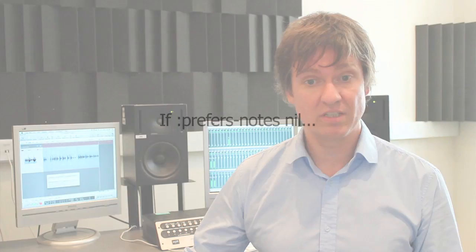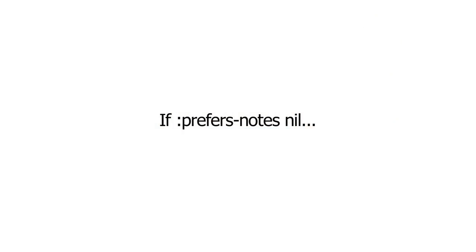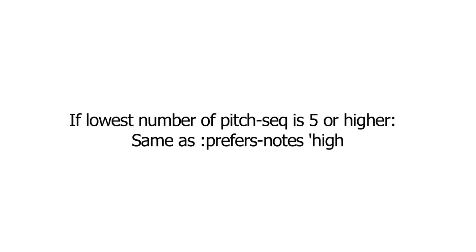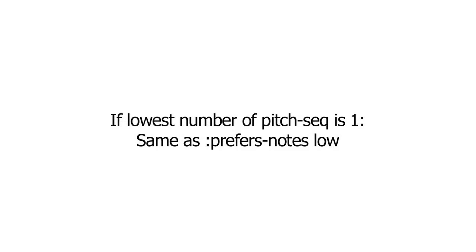If the user hasn't set this slot, then the range of the pitch sequence will correspond to the middle of the available pitches. There are two caveats here though, if the instrument's prefers note slot is nil. If the lowest number in the pitch sequence is 5 or higher, then we will proceed as if the prefers note slot is set to high. Also, if the lowest number in the pitch sequence is 1, we'll proceed as if the prefers note slot is set to low. These numbers, 5 and 1, are actually global constants, and you can change them if you want. See the documentation for how to do that.